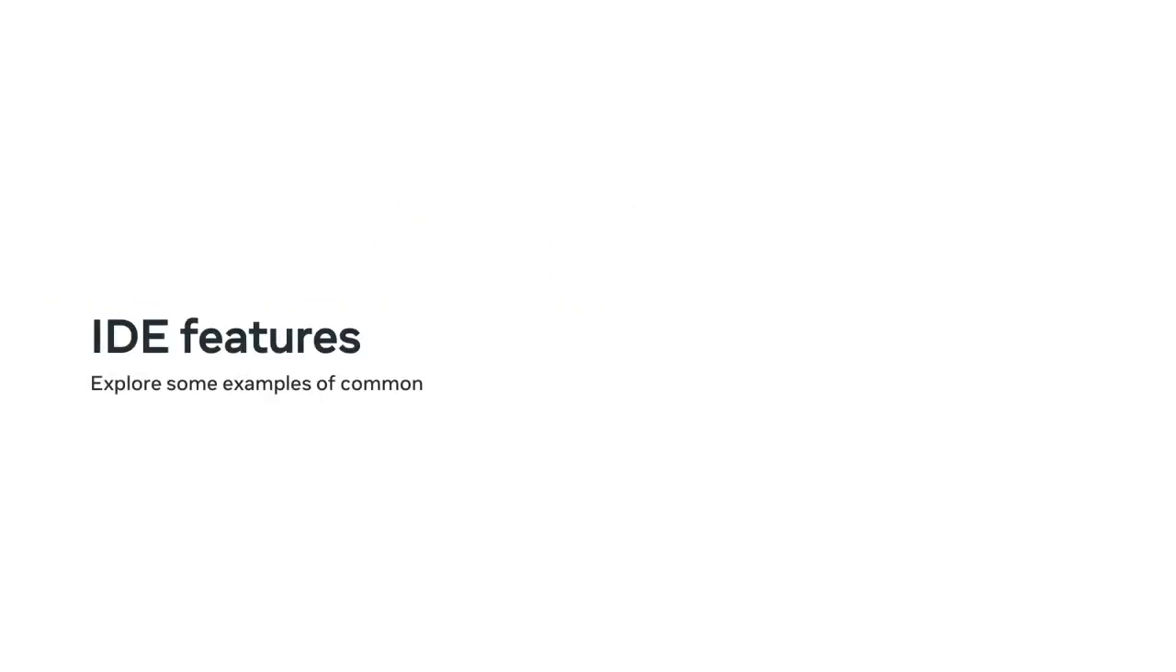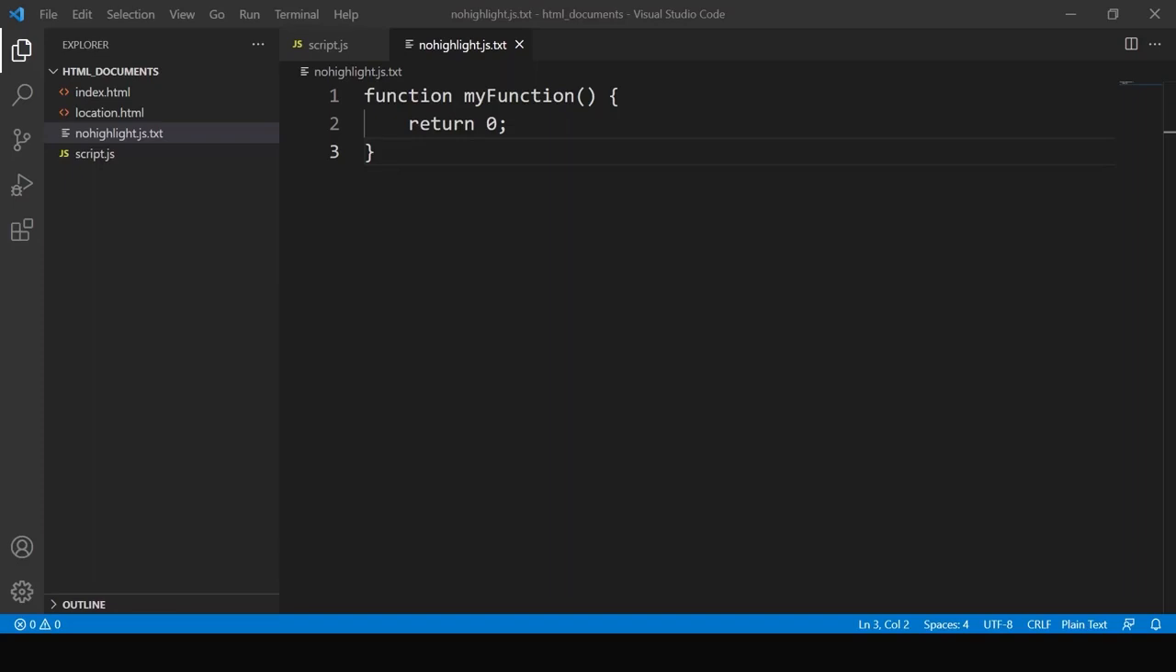Let's explore some common IDE features. Here I'm working within an IDE. First, let's cover syntax highlighting. To improve readability for developers, IDEs have syntax highlighting. What this means is that special keywords of the programming language are highlighted in different colors so that the developer can quickly differentiate these keywords from other text.